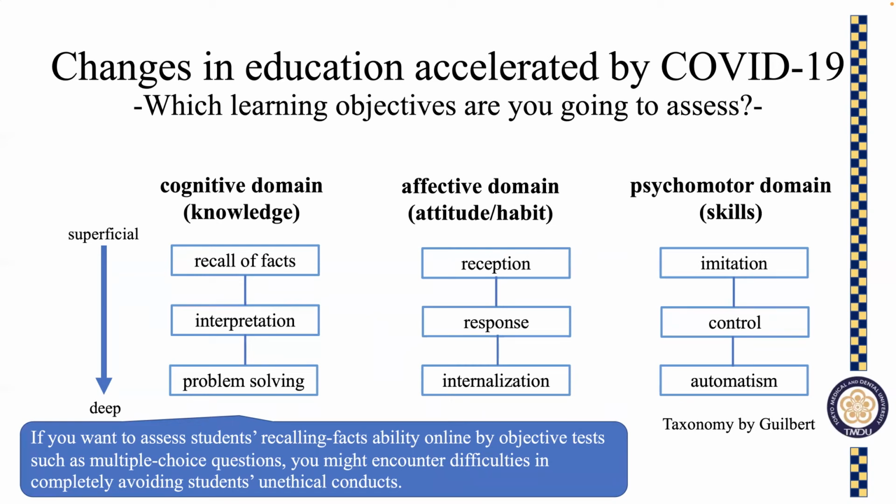In the cognitive domain, if you want to check just students' ability to recall facts, objective tests like multiple choice questions might be suitable. But if you give such objective tests with fixed correct answers online, you might encounter difficulties in completely avoiding students' unethical conduct. It is really a matter of reliability between faculty and students. Since we all are teaching future healthcare professionals, we hope we can trust our students. But unfortunately, it is not always the case, isn't it?